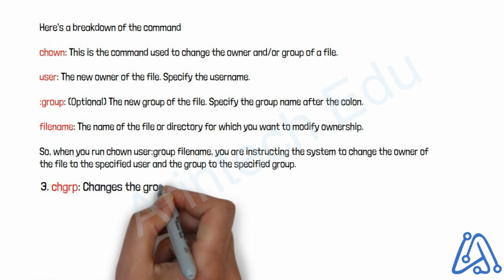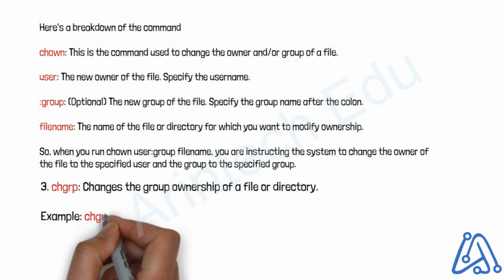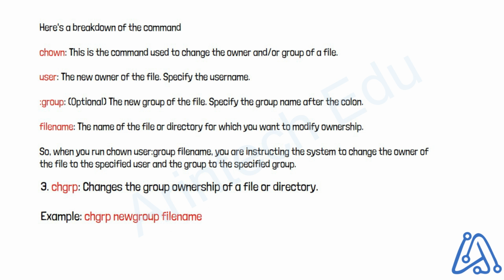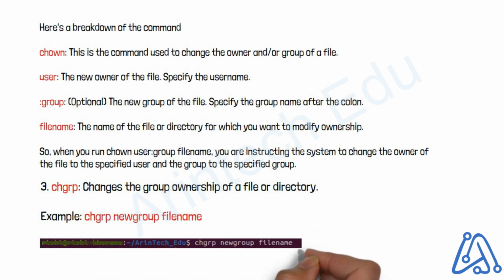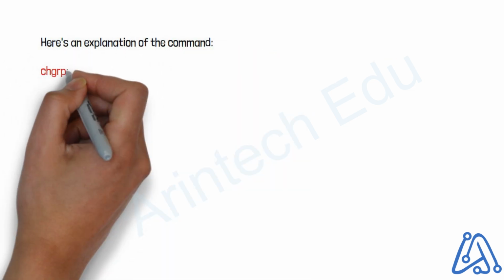3. chgrp changes the group ownership of a file or directory. Example: chgrp newgroup filename. Here's an explanation of the command.